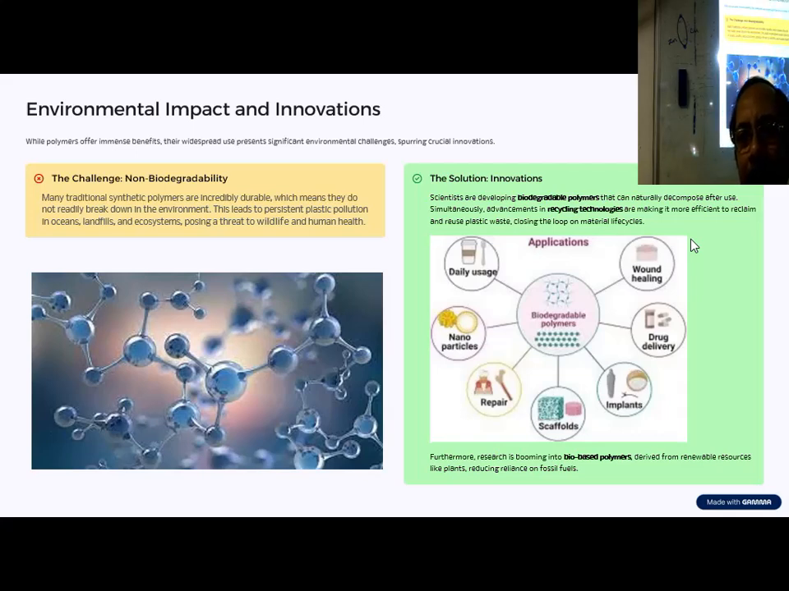Environmental impact and innovation, non-biodegradability, that I was telling. It is non-biodegradable. But you may know or may not, some bacteria is automatically generated from nature. They are eating the polymers. But that is still not a very large quantity. It is stray, here and there, it is found.